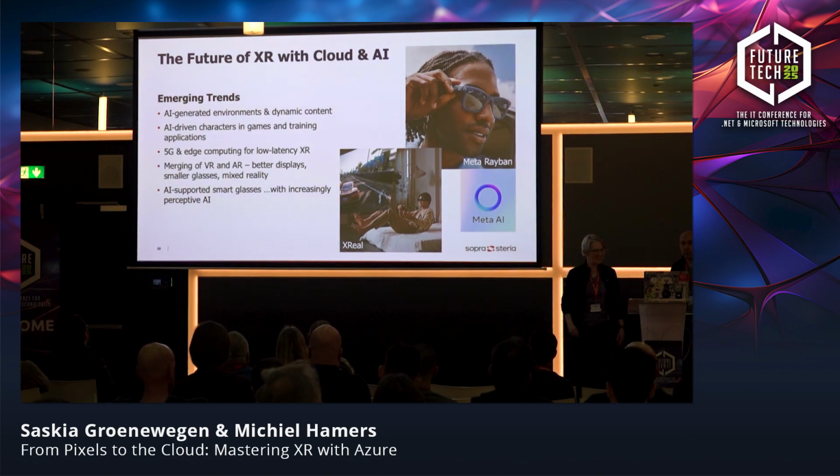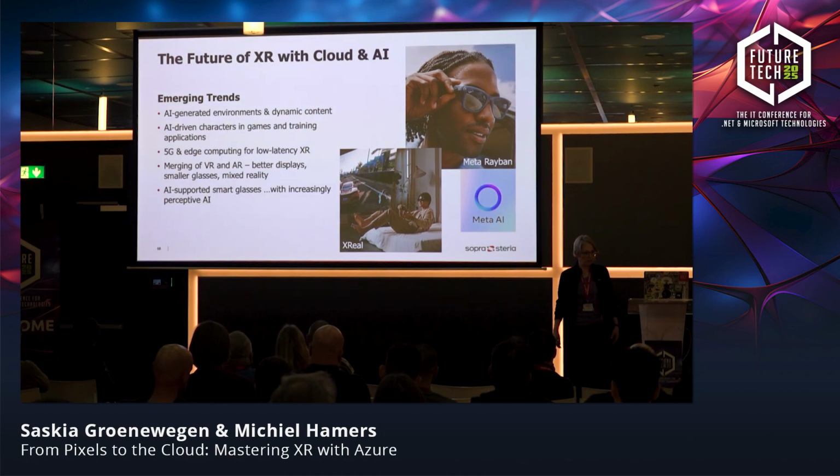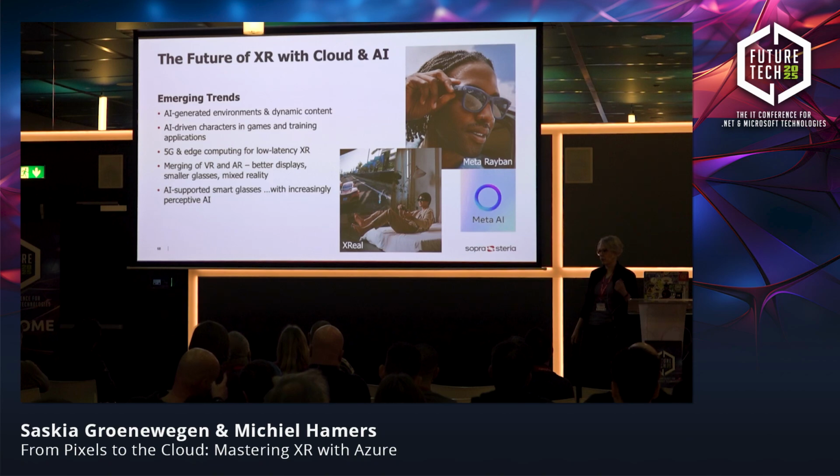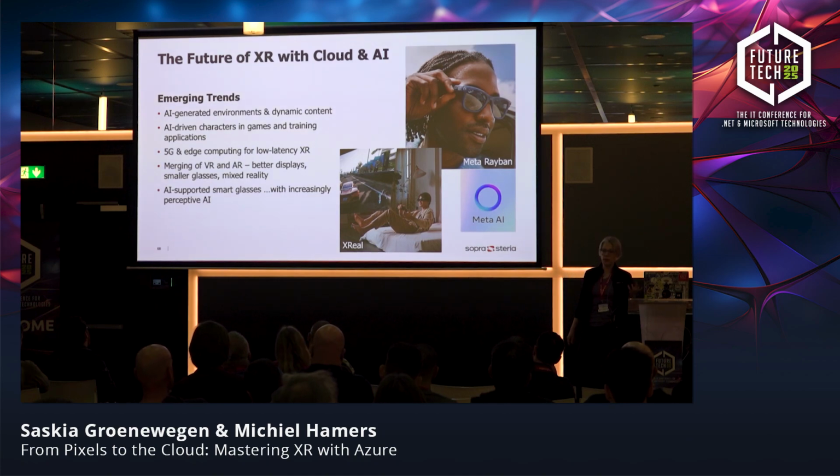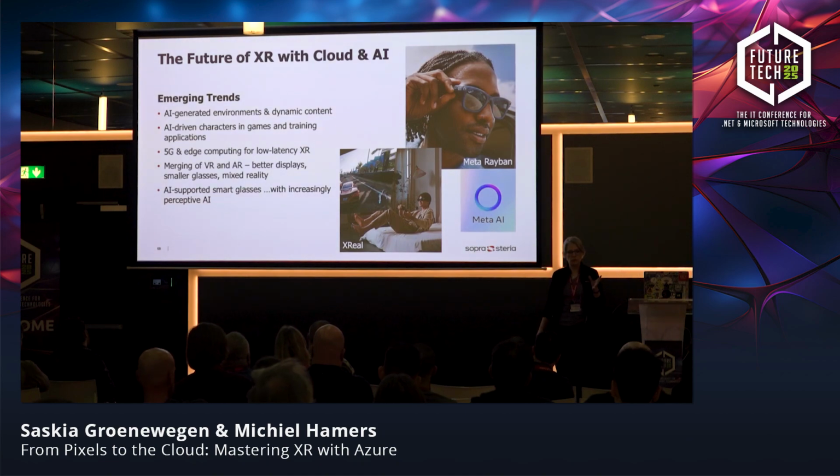AI, everywhere AI. AI for generating virtual environments and also creating dynamic content is growing. As you see, AI-driven characters, not just in our applications, but also in games, for example, or other training applications, or for conversational agents, also very popular. Then we have better networks, which means we have higher speeds, which means we can get more data, and sometimes the extreme huge models through the cloud, so we don't have to calculate those on our own headset, which isn't very strong a lot of the time.